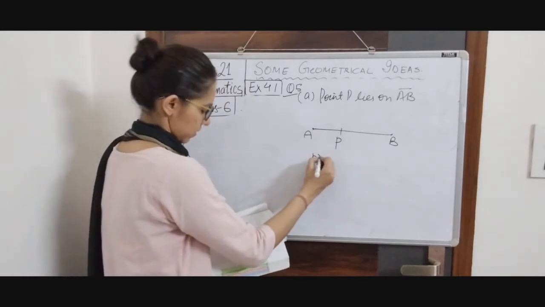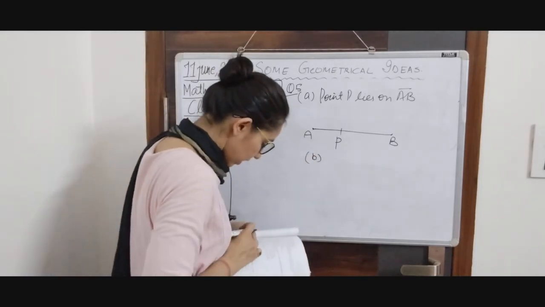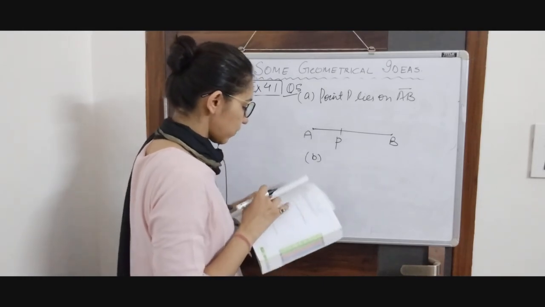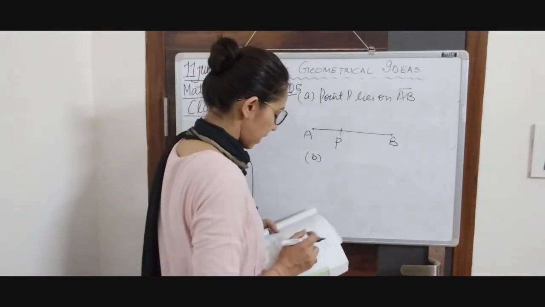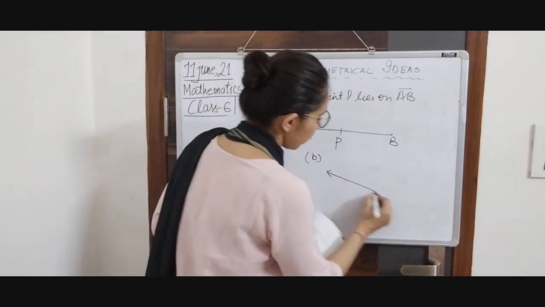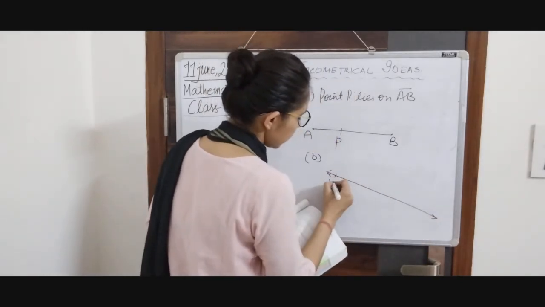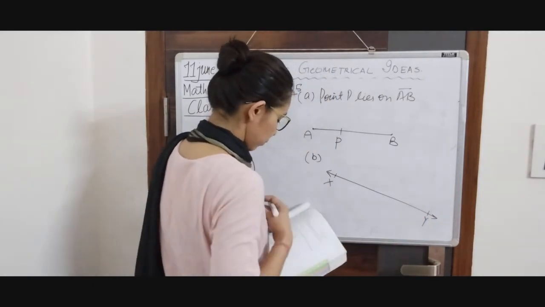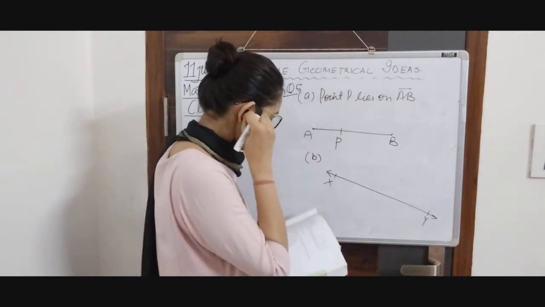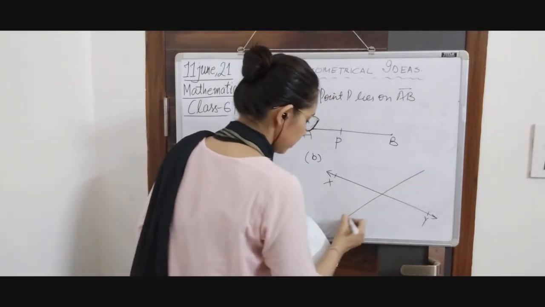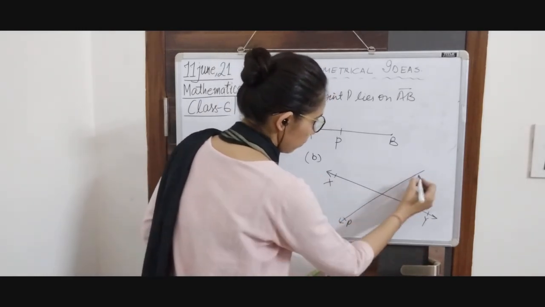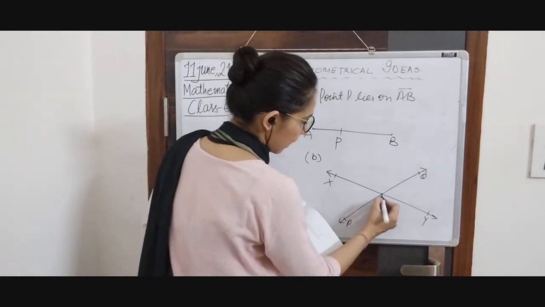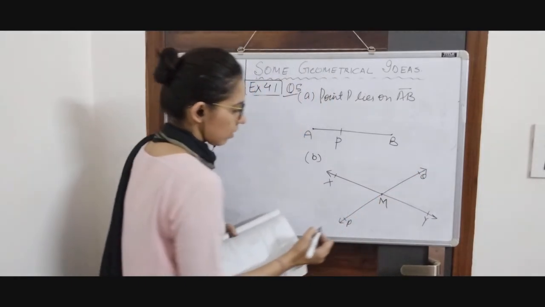B is XY, and it has arrows. XY and PQ intersect at M. We will draw a line XY. So X and Y are points on that line, and PQ is also a line with P and Q as points on that line, and they intersect at M. So this is point M.